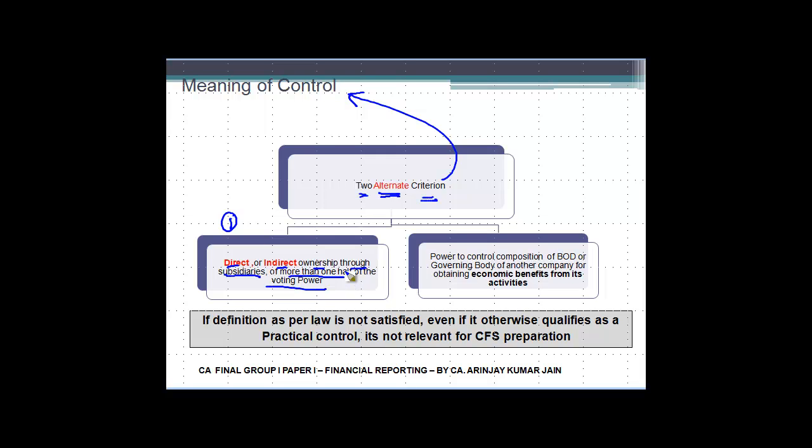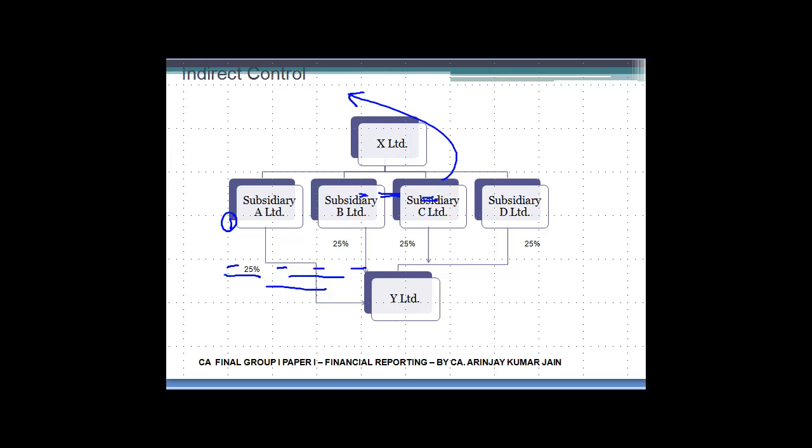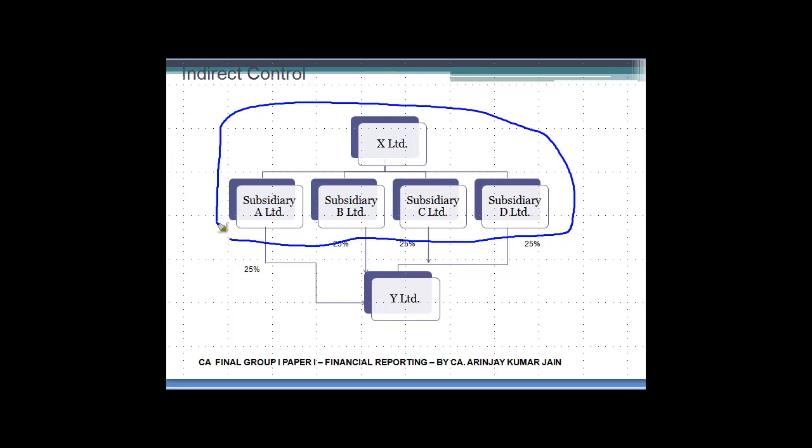What does this mean? Let me show you a diagram which will help you to understand this concept a little better. If we look at this particular segment, X Limited has subsidiaries A Limited, B Limited, C Limited, D Limited. The assumption is that in respect of each one of them, it owns more than one half of the voting power. So this is basically a case of direct ownership.